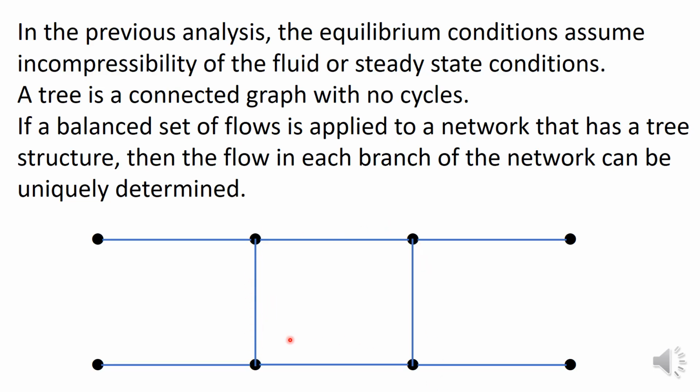Let's look at these 4 nodes. 1, 2, 3, 4. You can go from one to the next one, to the next one, and back to the starting node, just following the pipelines. So it's possible for fluid to circulate and come back to the initial node. In a tree, there are no cycles. We saw this on the previous slide.